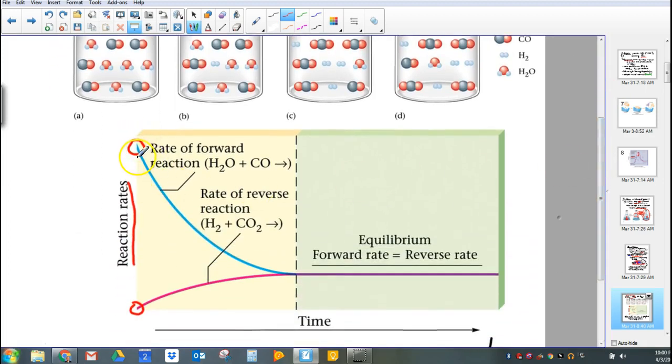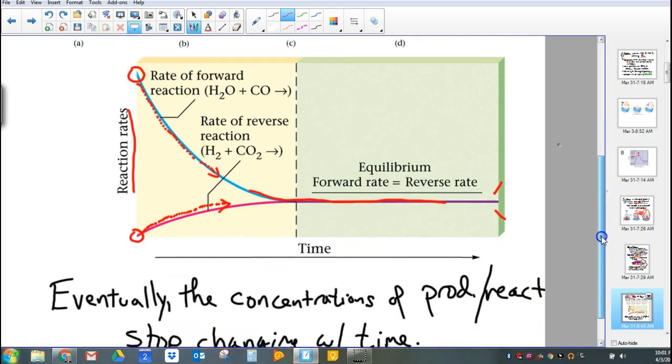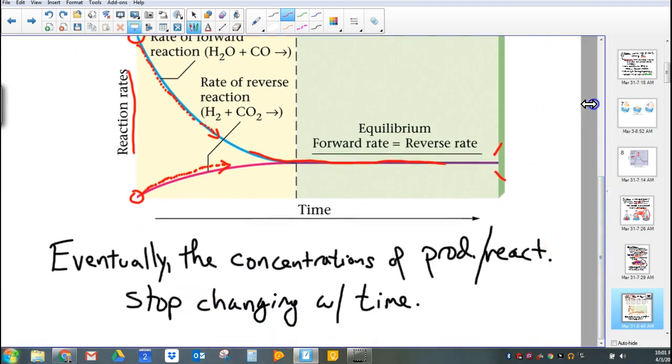Now, as those reactants start to form products, their concentration decreases, so the reaction rate decreases. And as the products begin to form, the reverse reaction rate from products back to reactants increases with time as those product concentrations increase. And eventually, here's the important part, the forward and reverse reaction rates become equal. And at this point, notice the concentrations are not changing with time, but are instead constant. So eventually, the concentrations of products and reactants stop changing with time. That's the idea, again, of equilibrium.